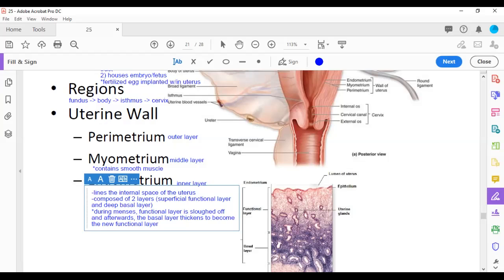So the functional layer sloughs off during menses, and the basal layer grows and pushes upward, becoming thicker, and it becomes a new functional layer. However, the basal layer basically stays the same, in the sense that it's still a basal layer, not a functional layer. As it becomes thicker and grows upward, the upward part becomes the new functional layer.